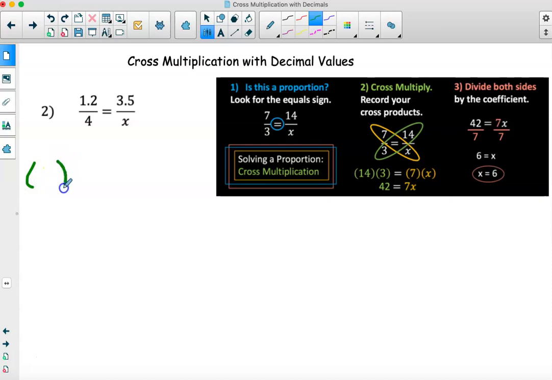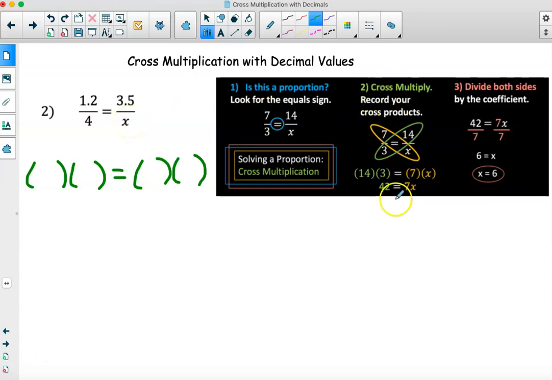This is our practice. I'm going to start by recording parentheses, an equal sign, and another set of parentheses. I check and make sure that it's a proportion. I see an equal sign and two fractions. Remember, a proportion is when you have two equal fractions. I know I can apply cross multiplication to a proportion that has a missing variable.